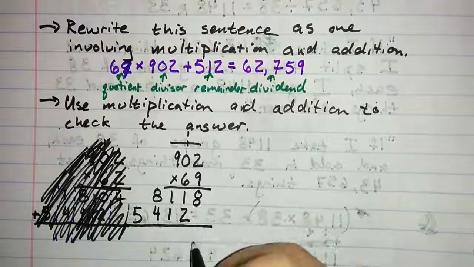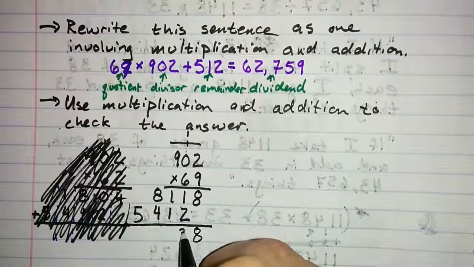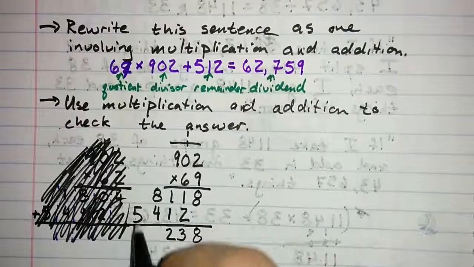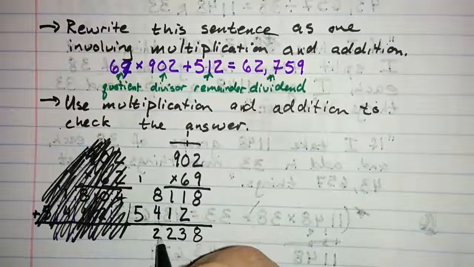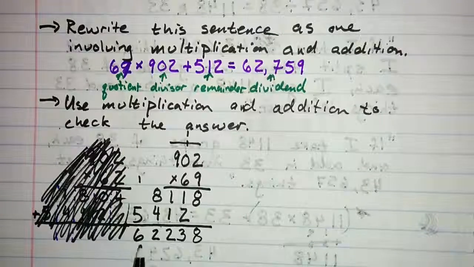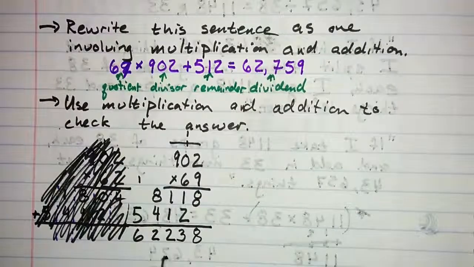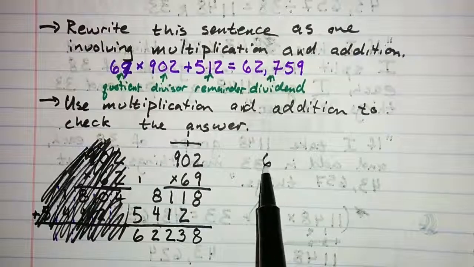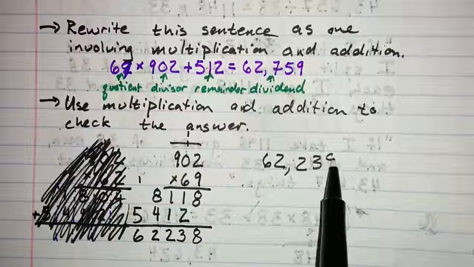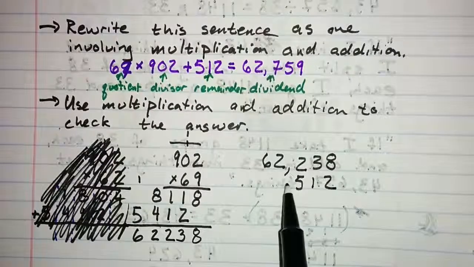Add them up. I've got just 8 here. 1 and 2 is 3. 1 and 1 is 2. 8 and 4 is 12. 1 and 5 is 6. This isn't quite my 62,759, but I don't expect that yet. This is 62,238. I'm going to add on my 512 remainder.